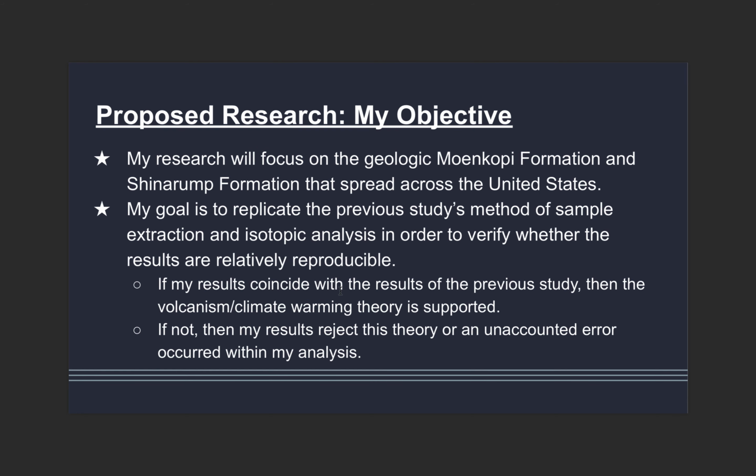So I want to focus on the Moenkopi and Shinarump Formation within the US. My goal is to replicate the previous study's method of sample extraction and isotopic analysis in order to verify whether the results are relatively reproducible. If my results coincide with the results of the previous study, then the volcanism and climate warming theory is supported. If not, then my results reject this theory or an unaccounted error occurred within my analysis.